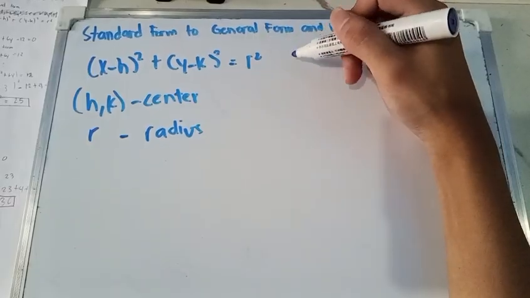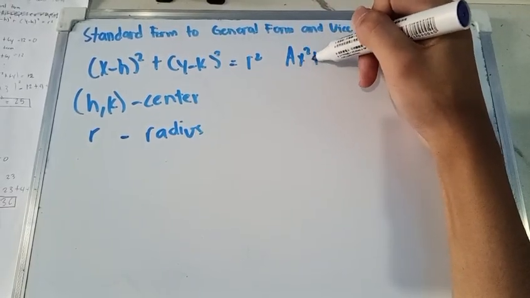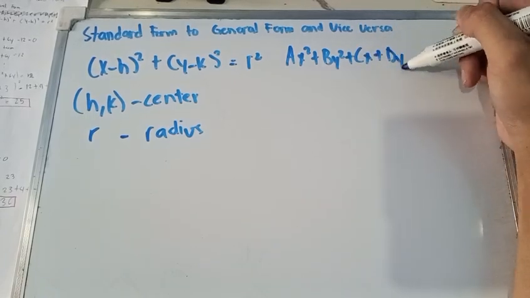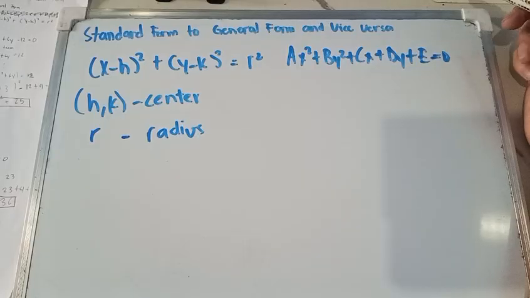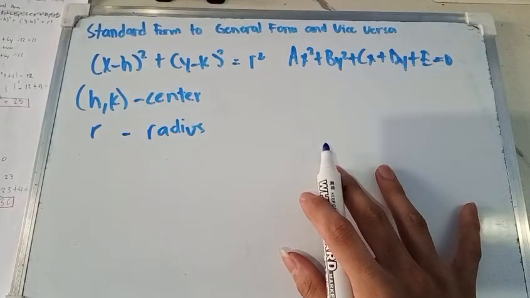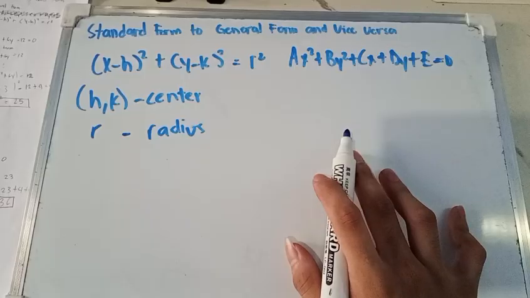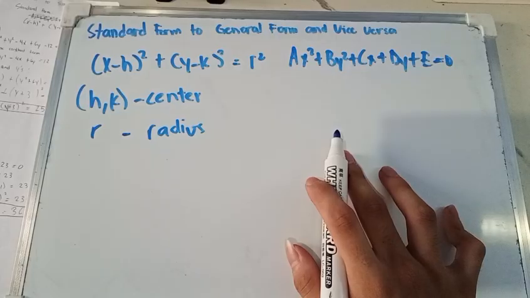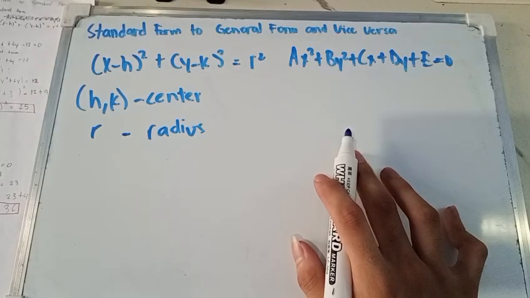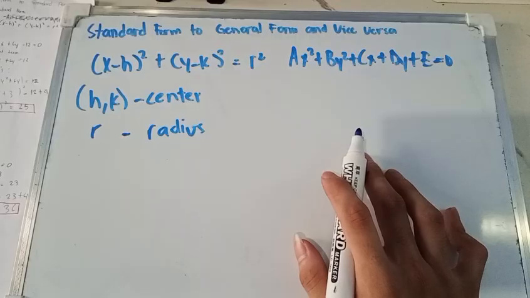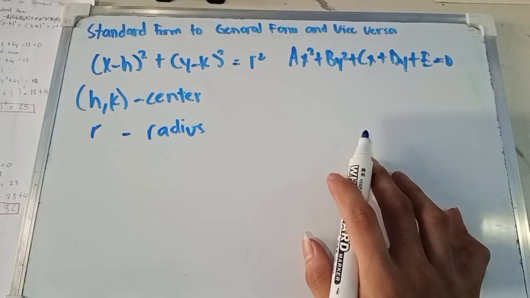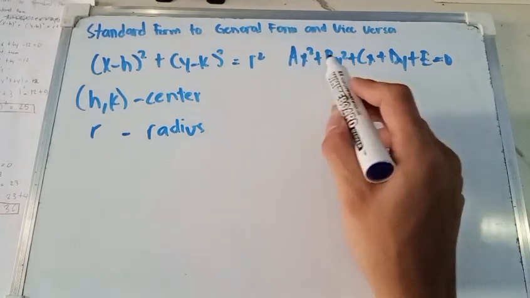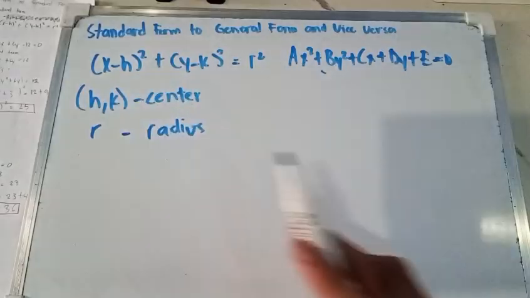whereas the general form is like this: ax squared plus by squared plus cx plus dy plus e equals 0, where a is the coefficient of variable x with the power of 2, b with the variable y with the power of 2, c with the variable x to the power of 1, d as the coefficient of y with the power of 1, and e as the constant term. And that is equal to 0. Okay? So, given the general form, for example, how do we convert it to standard form?